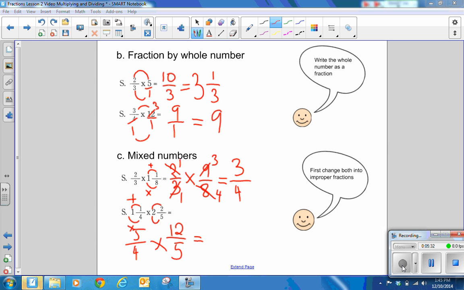Yes, so I divide both 5s by 5, and I end up with 1s. 12 and 4 have 4 in common, so 4 divided by 4 is 1. 12 divided by 4 is 3. So what do I have left? 1 times 3 is 3 over 1 times 1, 1. So my answer is 3 1s, which is the same as 3.